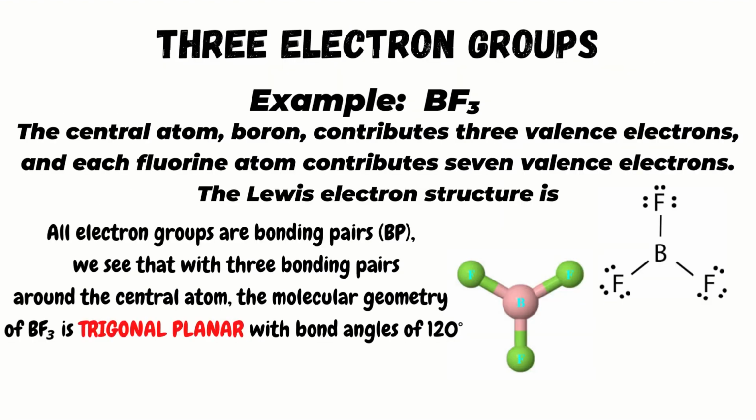If there are 3 electron groups, example BF3, the central atom boron contributes 3 valence electrons and each fluorine atom contributes 7 valence electrons. The Lewis structure is represented here. All electron groups are bonding pairs. We see that with 3 bonding pairs around the central atom, the molecular geometry of BF3 is trigonal planar with bond angles of 120 degrees.